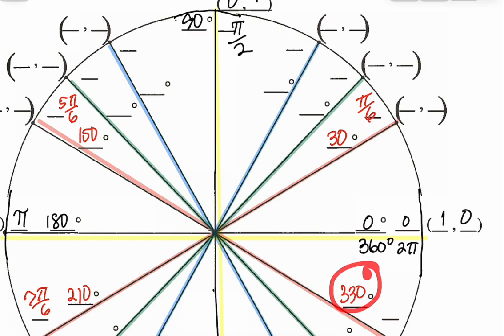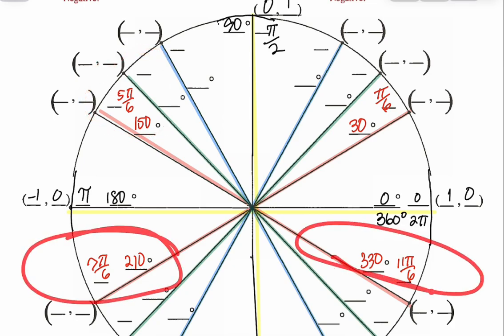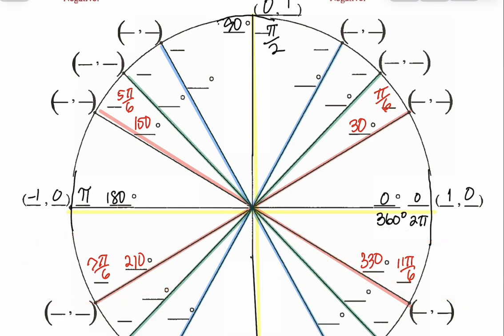How many times does 30 go into 330? 11. That's 11 pi over 6. So all of our red angle measures are related back to 30. They're referencing 30. So if you know that 30 is pi over 6, this is 5 pi over 6s, 7 pi over 6s, and 11 pi over 6s. So that's going to work every single time.